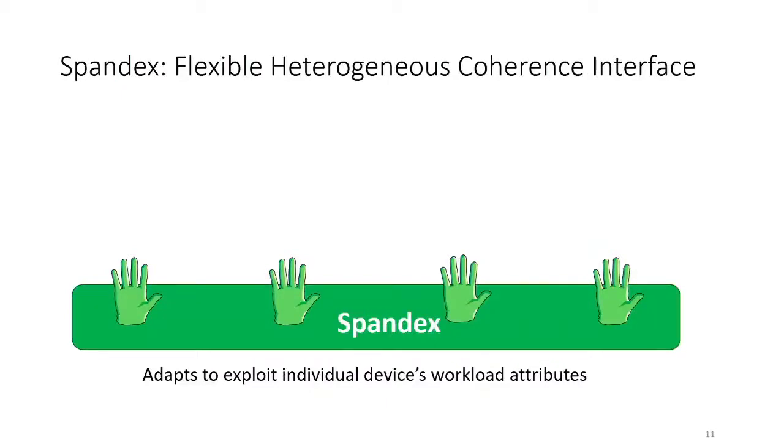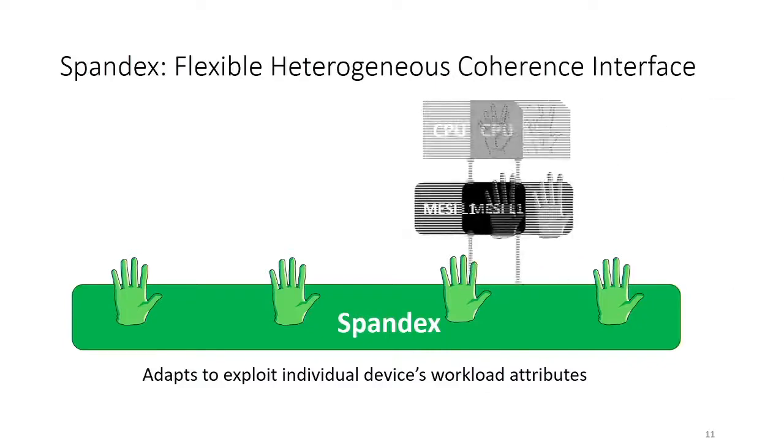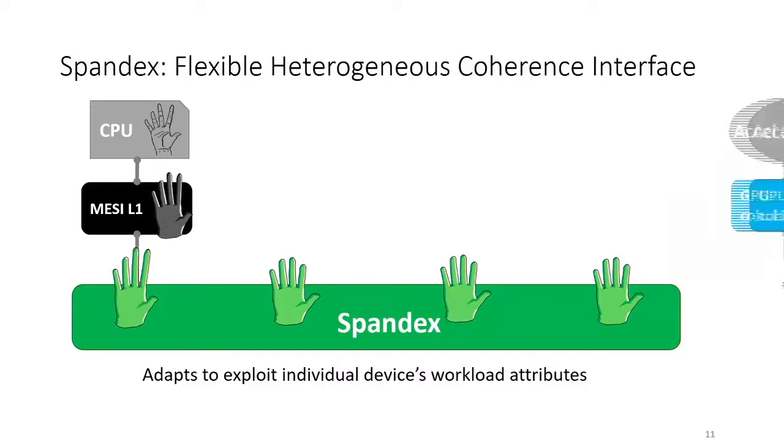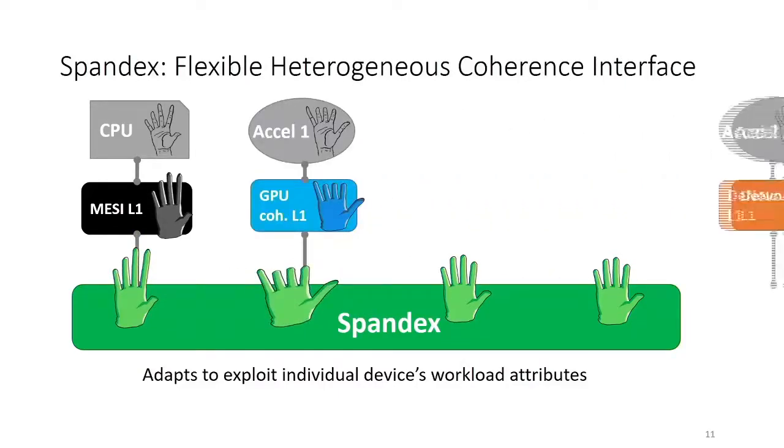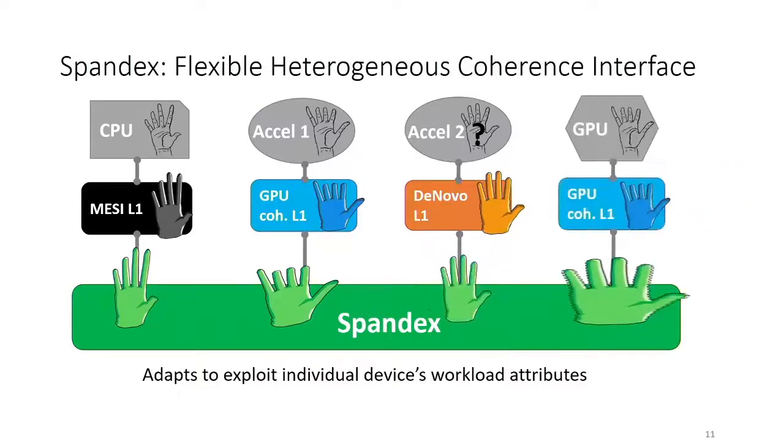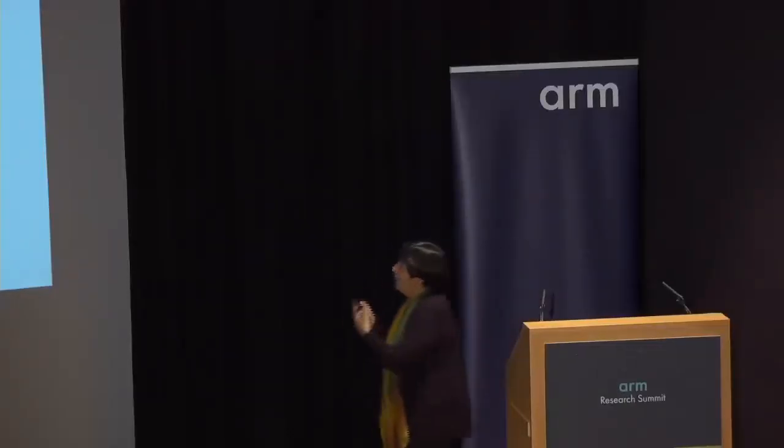So our proposal, our work is called Spandex, and the idea here is to provide a flexible heterogeneous coherence interface that can essentially adapt to the needs of whatever protocol the accelerator devices want and allow these devices to integrate together without really pushing anything else on top. So if you have a CPU with MESI, Spandex adapts, you can have an accelerator with GPU-style coherence, you can have an accelerator with DeNovo-style coherence, and Spandex will adapt to that and allow you to connect these devices directly together in this integrated last level part of the hierarchy.